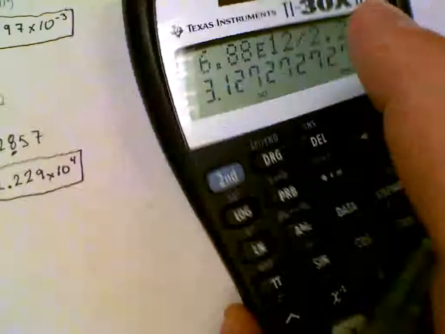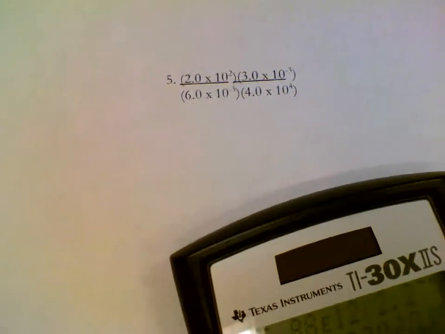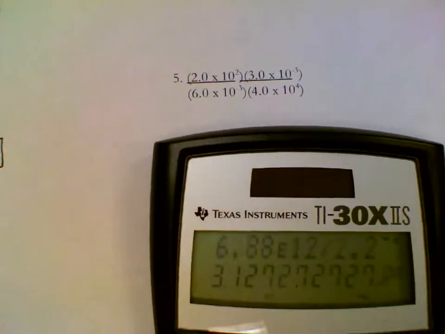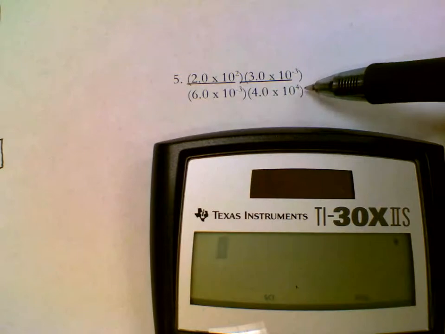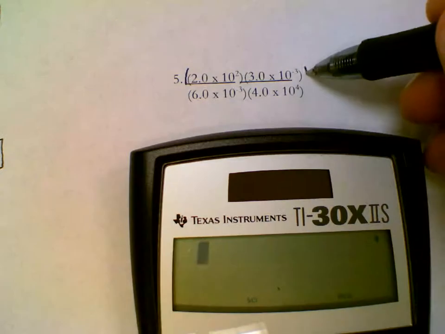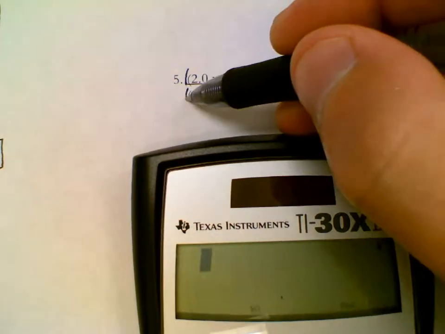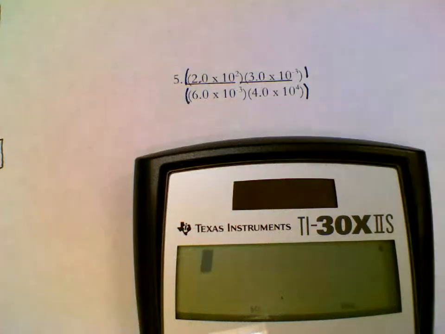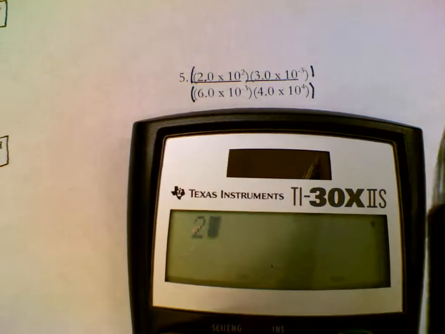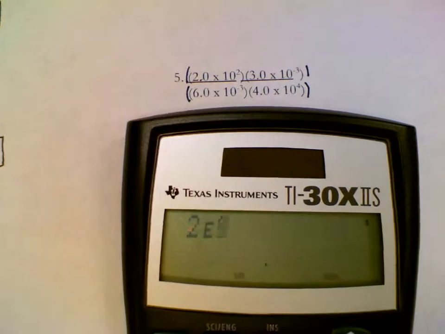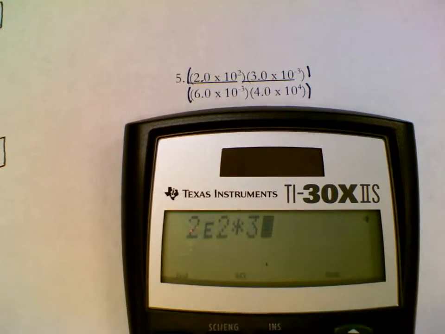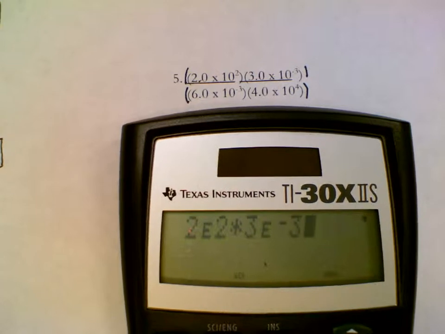One last problem. This is the one where we have to think a little bit more about what's going on with order of operations. So because I have a numerator with 2 terms and the denominator with 2 terms, I'm just going to put a numerator in parentheses and the denominator in parentheses. And I'm going to kind of ignore the parentheses around each term because we have a button on our calculator that can do that. So I'm going to do 2 second e to the second power times 3 second e to the negative 3rd power.